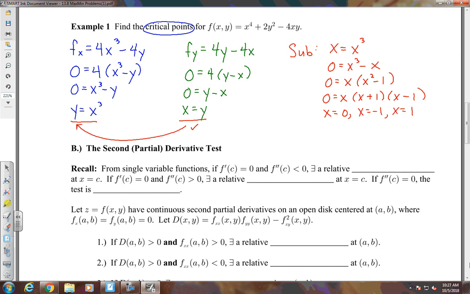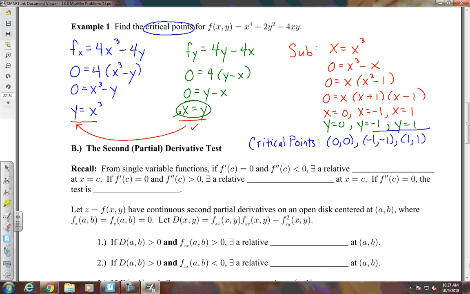But remember, our critical points are ordered pairs. So with each of those x values, I only have half of an ordered pair. I have to find their corresponding y values. So I'm going to use back substitution to figure out what y is. Notice this equation will be really simple to generate the y values. When x is equal to 0, y is also equal to 0. When x is negative 1, y is negative 1, and when x is 1, y is 1. So we have 3 critical points. Let's go ahead and list them as ordered pairs. They are (0, 0), (negative 1, negative 1), and (1, 1).